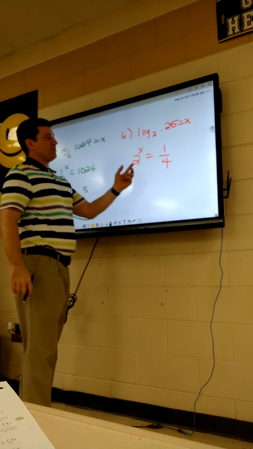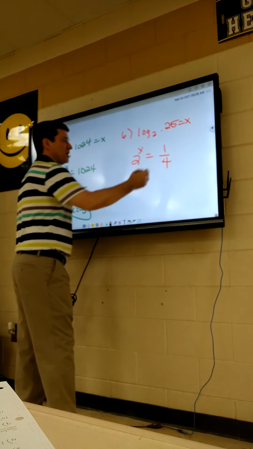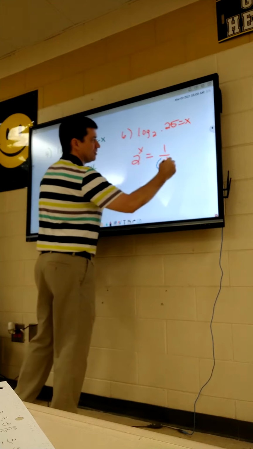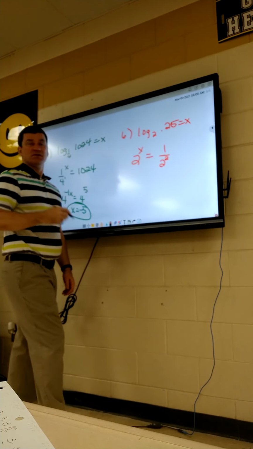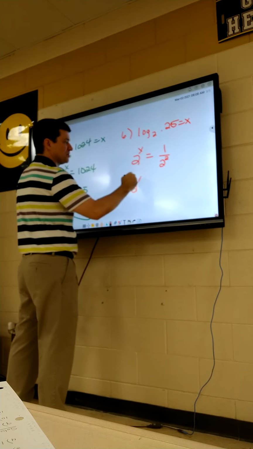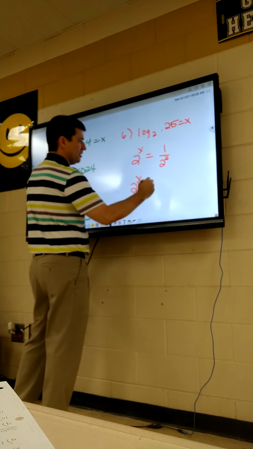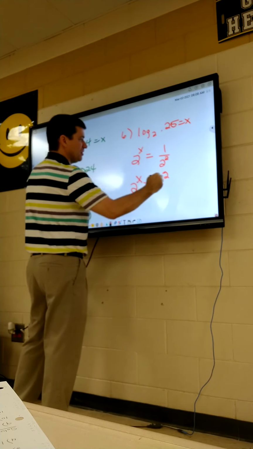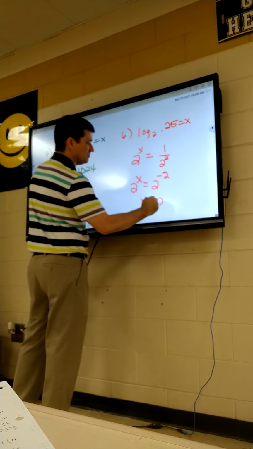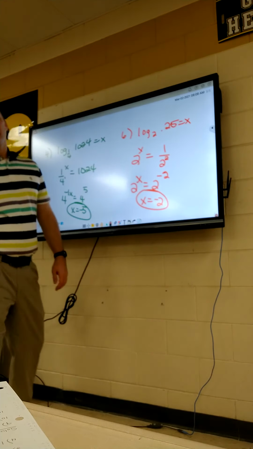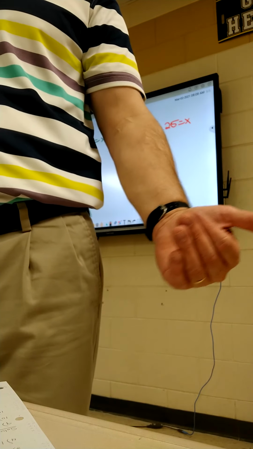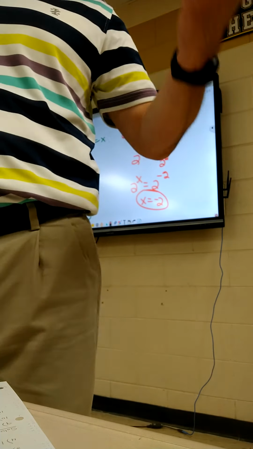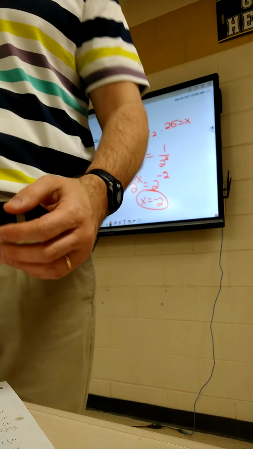All right, so we got to make these into the same number. Well, I can change 4 into 2 squared. So it looks like that, right? So now when I move it up to the top, 2 to the x equals 2 to the negative 2. My answer is negative 2. All right, so y'all got 4 more problems on the top section we haven't done. Y'all need to do problems 5, 7, 8, and 2, and then we'll check them.